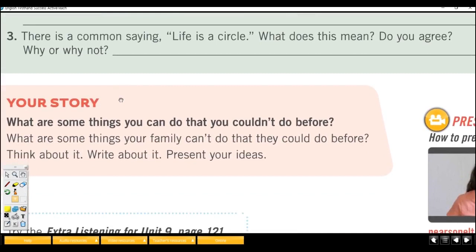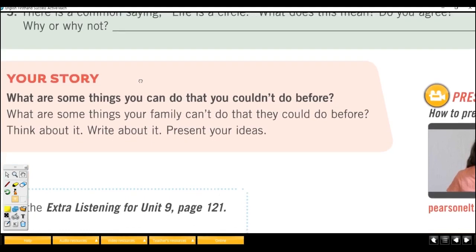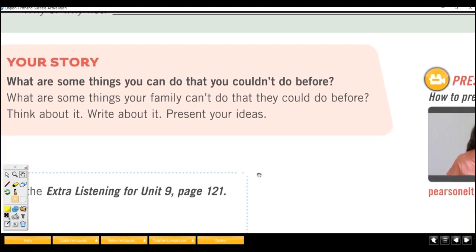All right, how about you? What are some things that you can do now but you couldn't do before? What are some things your family can't do that they could do before? Think about it and write about it and present your ideas.